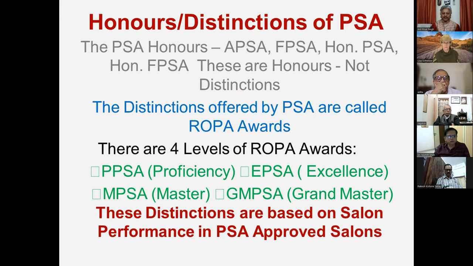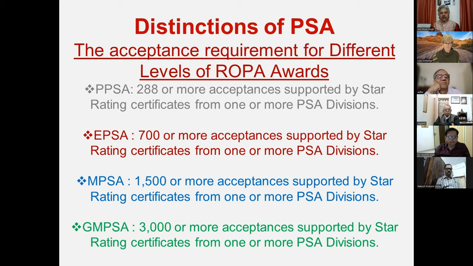The acceptances required for different levels of ROPA Awards: for PPSA, 220 or more acceptances supported by star rating certificate from 1 or more PSA divisions. For EPSA, 700 or more. For MPSA, 1,500. And for GMPSA, 3,000 or more acceptances supported by the star rating certificate from 1 or more PSA divisions.